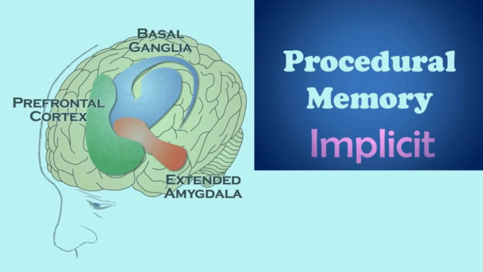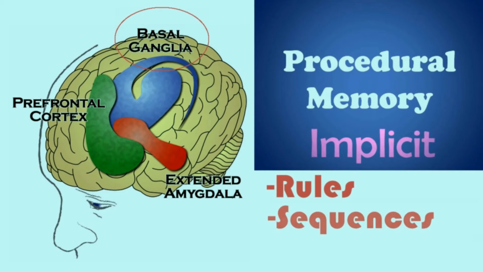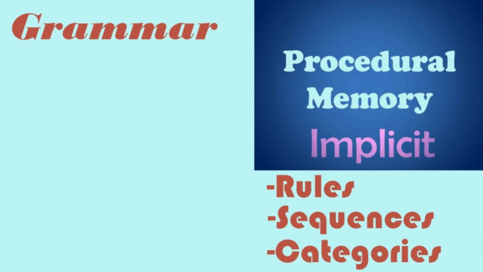Procedural memory is located mainly in frontal lobe structures of the brain, including the basal ganglia. It is a crucial area related to motor and high cognitive skills. It is a system well suited for learning implicit knowledge about rules, sequences, and categories. When it comes to language learning, grammar knowledge is related to this system.